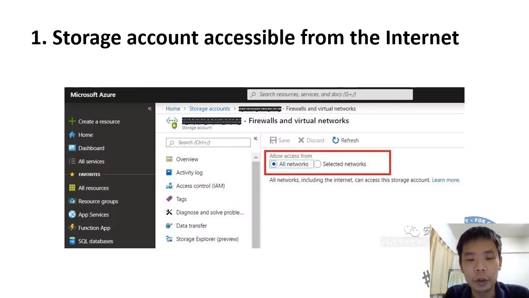The first one, storage account accessible from the internet. The default setting of an Azure storage account is to allow access from anywhere. Such a setting will naturally bring risks such as potential unauthorized data access, data leak, and other issues. Always use the principle of least privilege and restrict access to each storage account only from the selected IP address, network range, or VNet subnet.